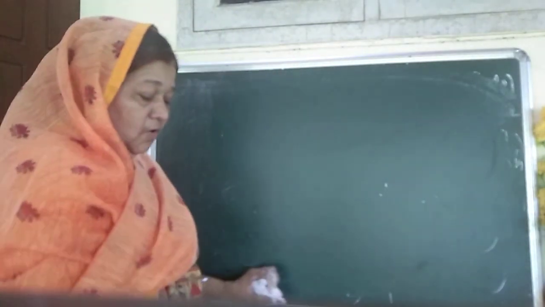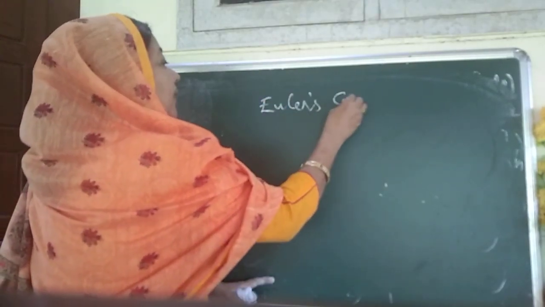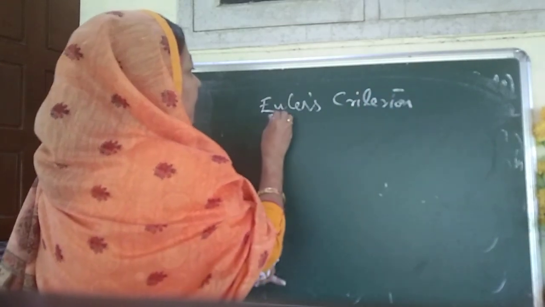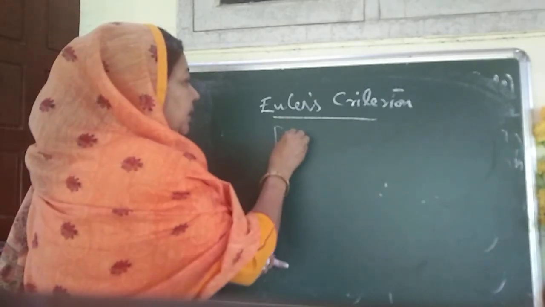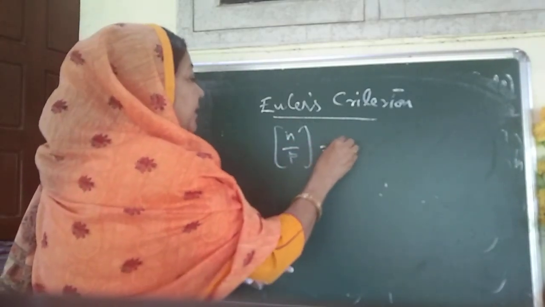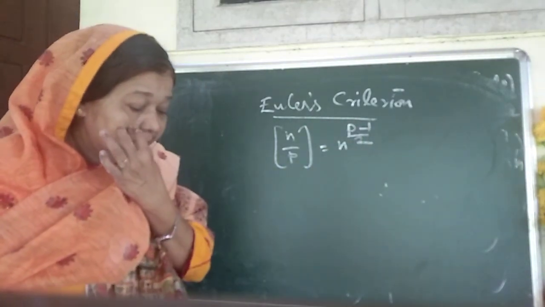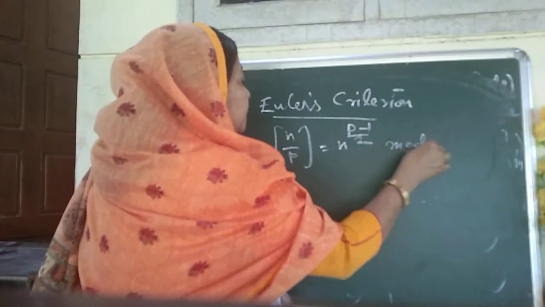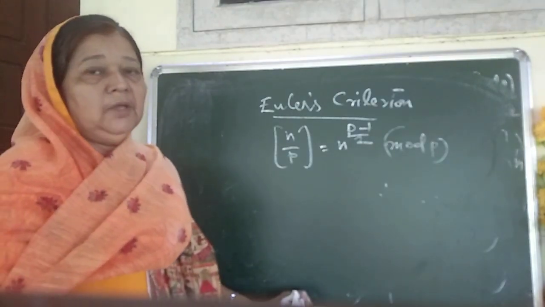The first property is known as Euler's criterion. Euler's criterion states that n by p is congruent to n raised to p minus 1 by 2 modulo p. For that, first consider the cases.